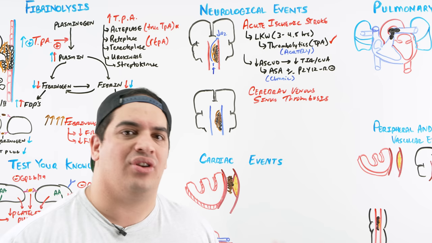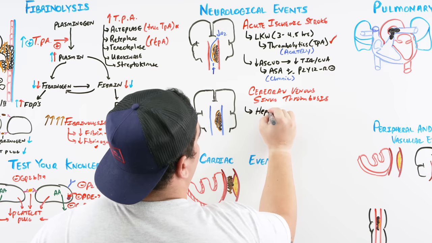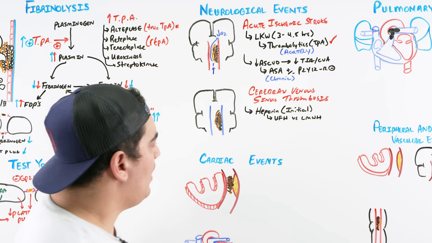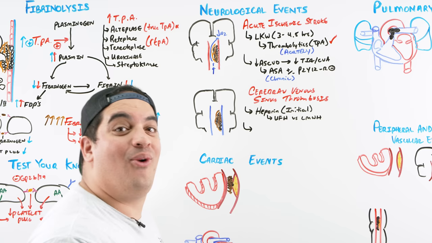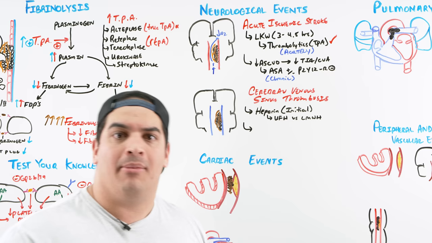So that leads into the question, okay, which one do I pick? Oftentimes we start with a heparin infusion or some type of heparin as the initial therapy. This could be unfractionated heparin versus low molecular weight heparin. It really depends. Now, after you've done that, you switch them over to either the 10A inhibitors, the direct 10A inhibitors, or the thrombin inhibitors, or warfarin.